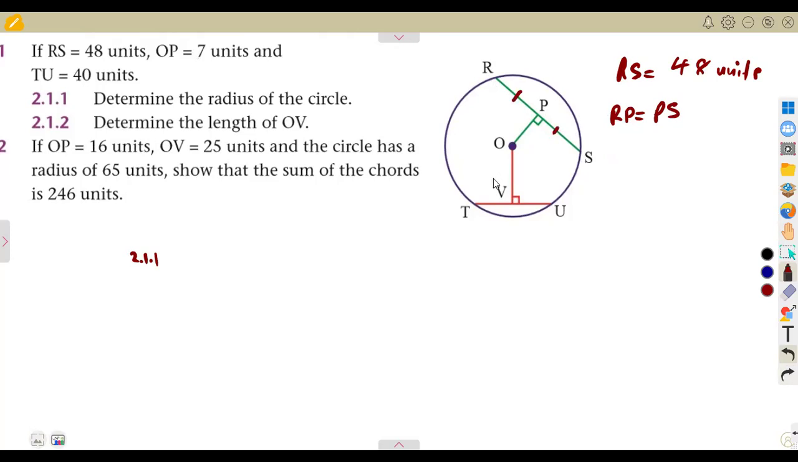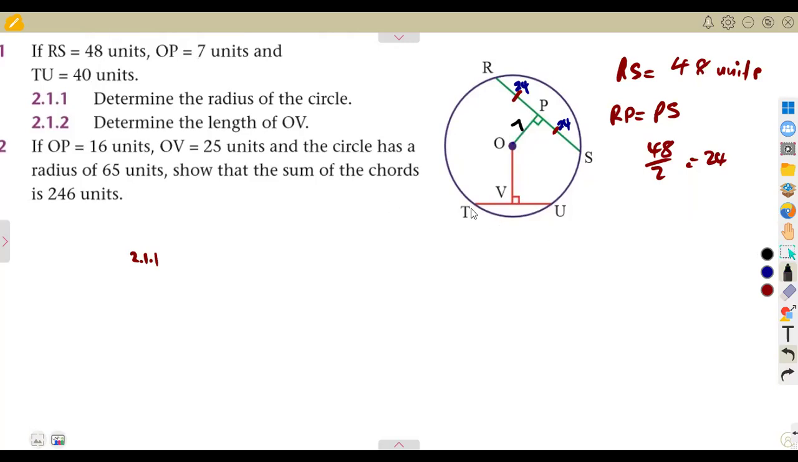Remember, they are equal. So we can divide 48 by 2, which is 24 units. So on RP I've got 24, and on PS I've got 24. This is what I'm having. And OP is given as 7 units, from point O to P. This is what we have.